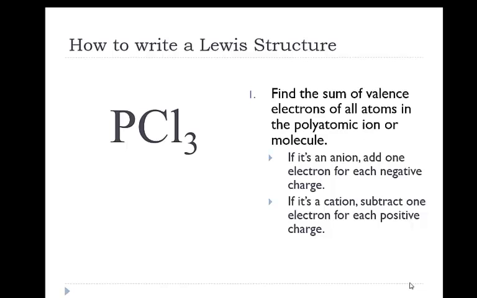The first thing to do is to find the sum of all the valence electrons of all the atoms in the ion or molecule. If it's a molecule, then you just count up the electrons. If it's an anion, you add an electron for each negative charge, and if it's a cation, you subtract for each missing electron. So for PCl3, we have 5 valence electrons for phosphorus, and there are 3 chlorine atoms, each with 7 valence electrons, so we have a total of 26. In general, I like to work with pairs, so that would be 13 pairs.